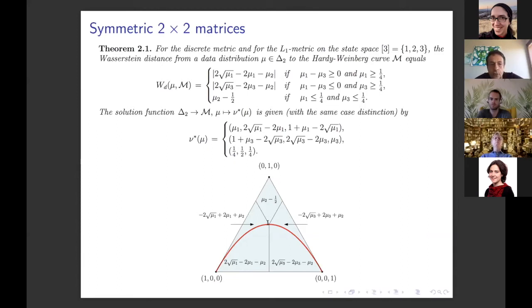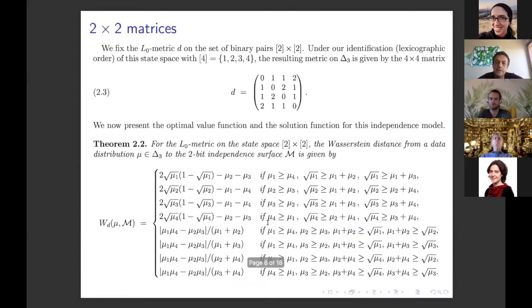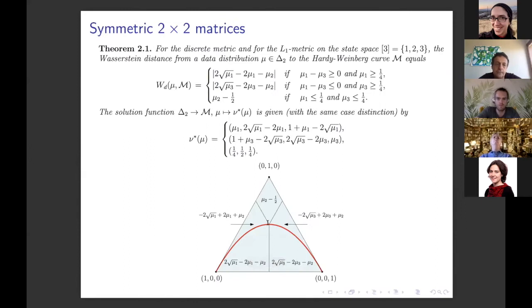of this red curve. So the structure here is that I'm chopping up the simplex into semi-algebraic regions, and then on each semi-algebraic region, I have a formula that gives the optimal solution. So I like to discuss this general structure.